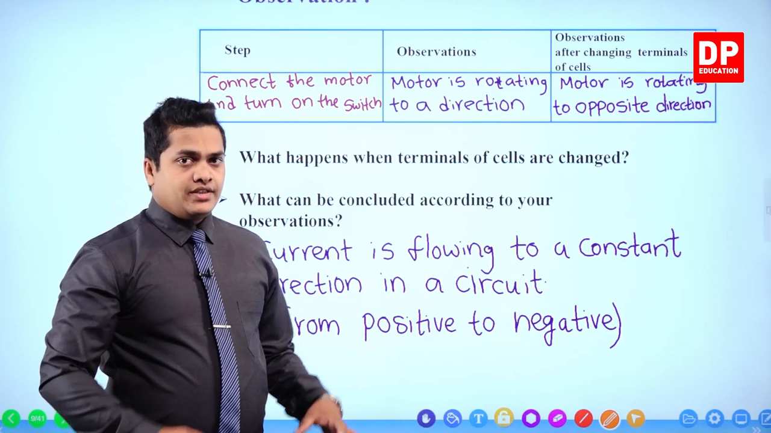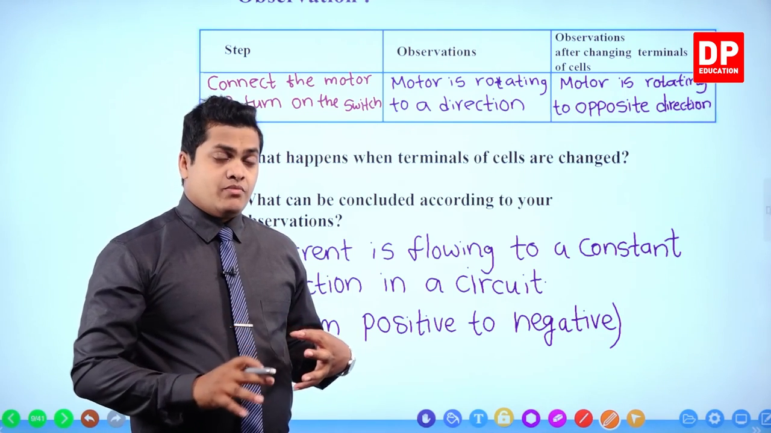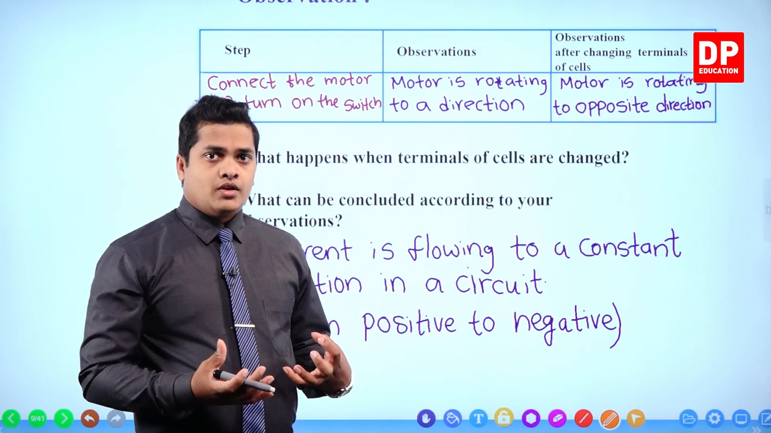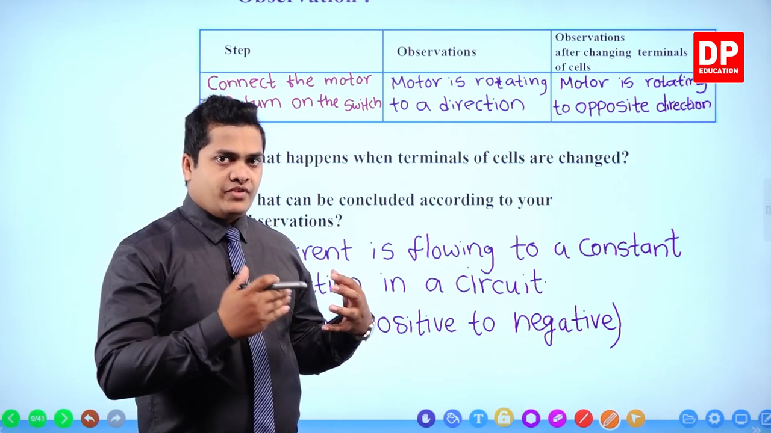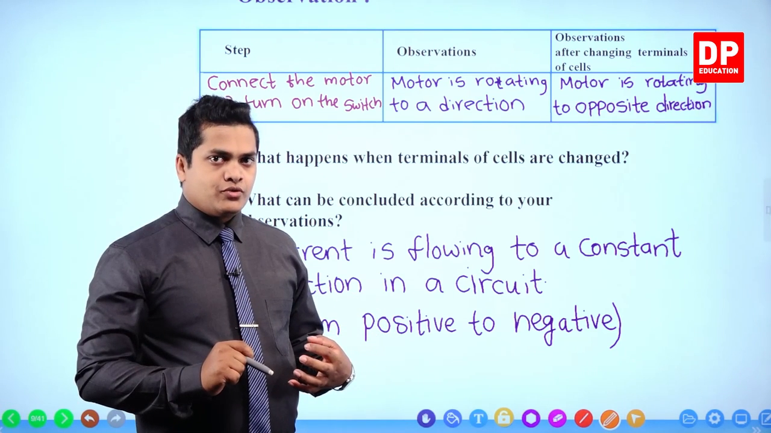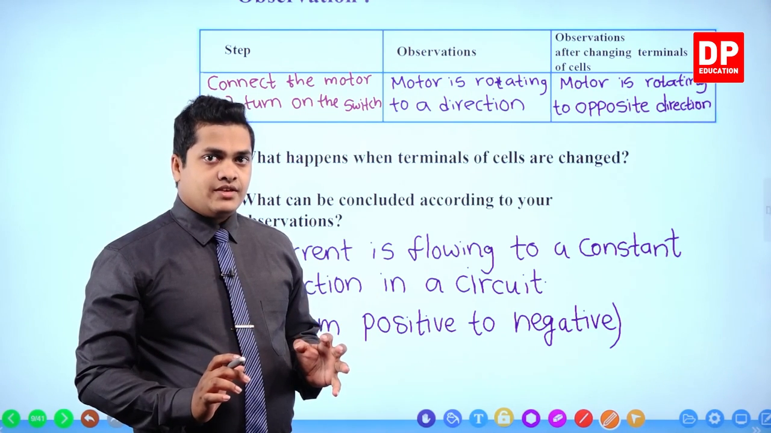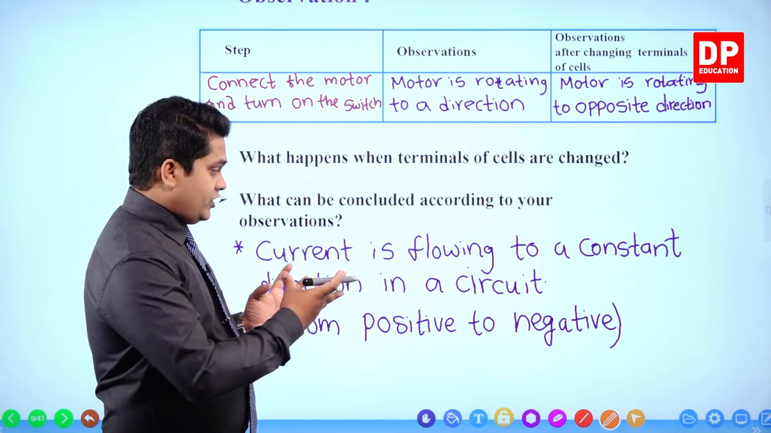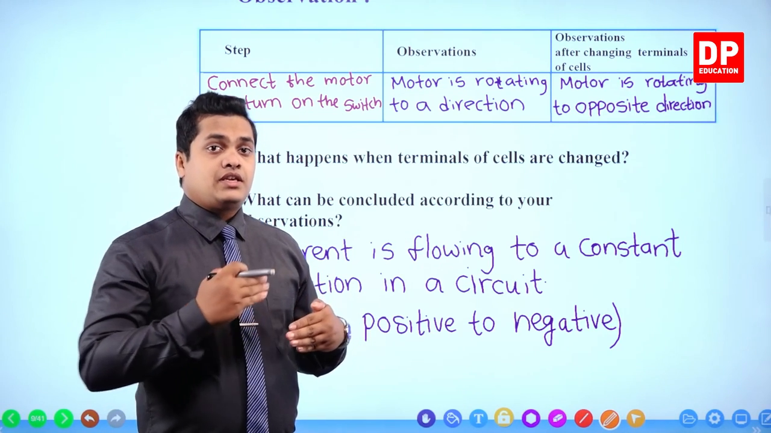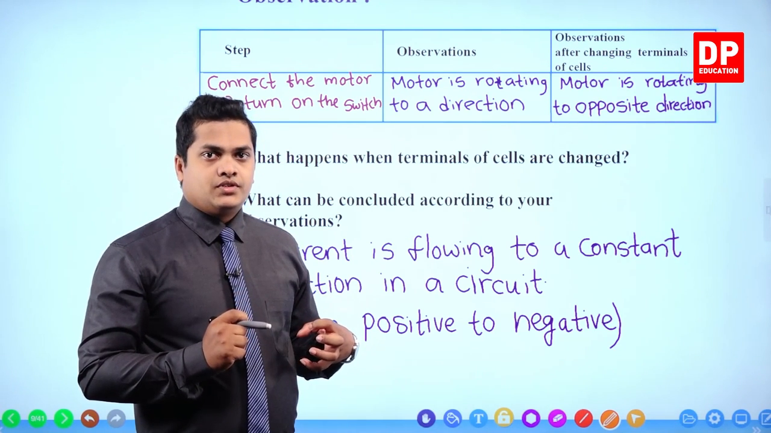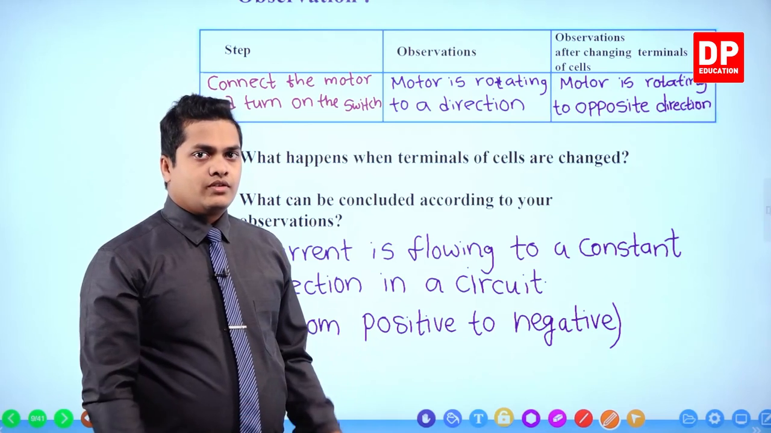Actually, by the rotation of the motor we can conclude, but only to a certain extent. To get a more accurate observation, we'll be using an instrument. When we are discussing this lesson further, you will get to know that instrument, and we'll be conducting that activity as well to see whether the conclusion we took from this activity is actually true or not. We can even give a more sufficient proof in proving this direction of current flow by using that instrument. So we'll discuss those things later on in the lesson.